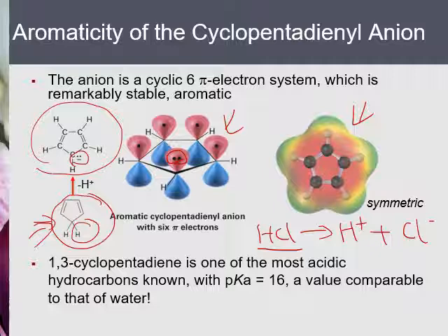In fact, 1,3-cyclopentadiene is one of the most acidic hydrocarbons known, with pKa 16. Usually an alkene has a pKa around 40, and water is 16. So water is much stronger than an alkene. Remember, the smaller the pKa, the stronger the acid. Here, cyclopentadiene has a pKa comparable to water, and this is because it forms a stable aromatic compound when it loses the proton.